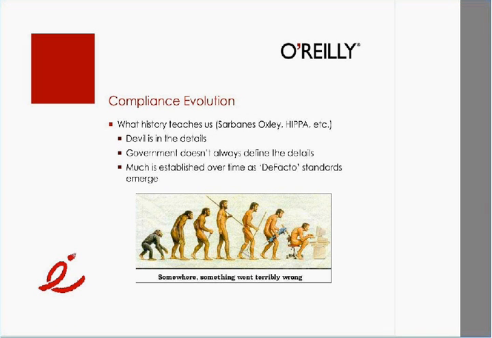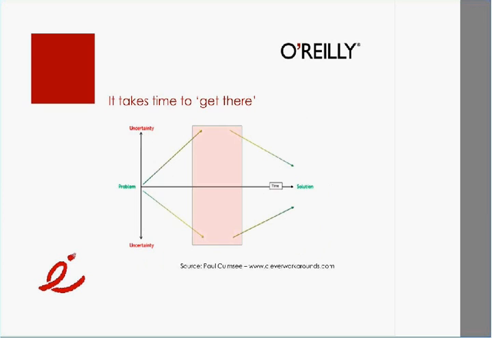Now, what I find with compliance, and again, we've seen this throughout, what history teaches us, Sarbanes-Oxley, HIPAA, whatever, a lot of times the devil is in the details. With ARRA, we are at the early stages, and I'm sure in the next few weeks we start seeing this shape more in further detail. Currently, the federal government doesn't have all the finite details that we need. So much is established over time as the de facto standards emerge. So what we're talking about here is, whoever, be it organization or entity, comes up with an acceptable reporting platform or a transparency platform, that can potentially define and lock down the compliance or the guidelines itself. So the long and short of this is it's still evolving. It takes time to get there.